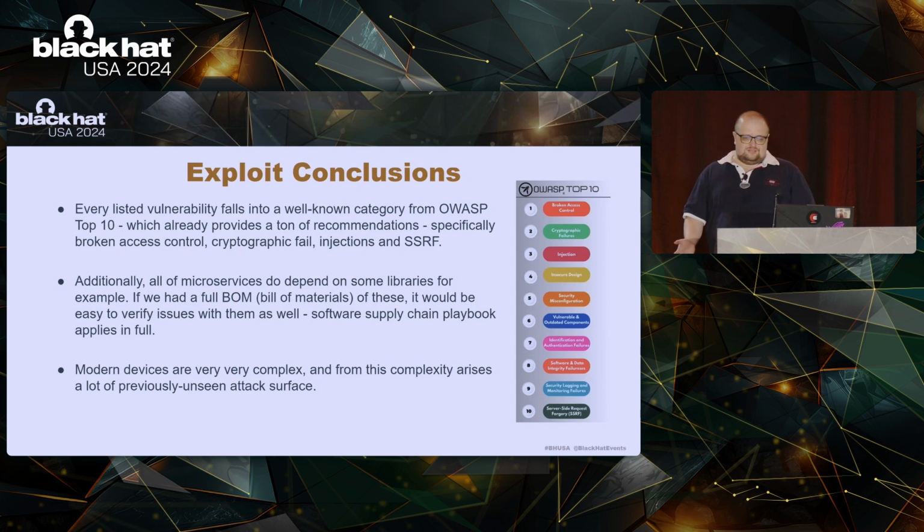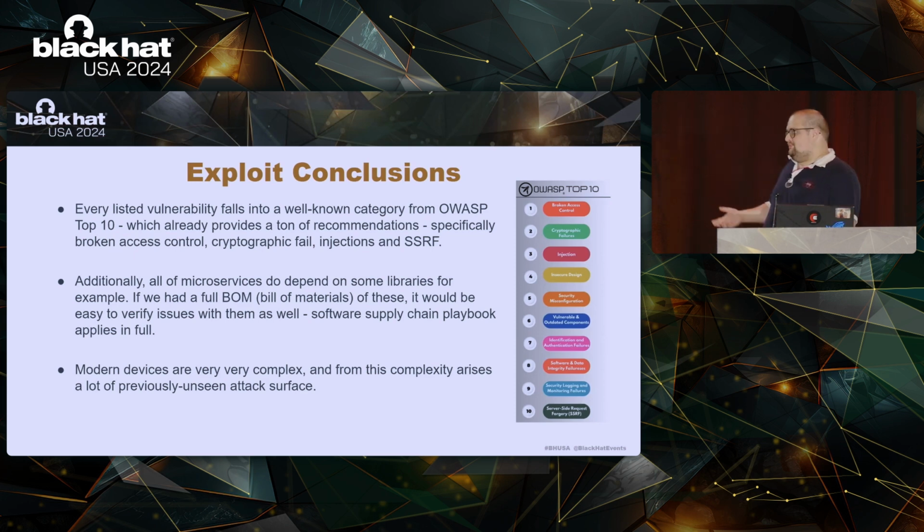All of them can be easily classified as something very common to web applications, and even after applying whatever was in the articles to the nines, they still exist. Additionally, all of the microservices depend on some libraries, but it's really hard to tell because a Go binary is a Go binary. It's pretty much a single compiled binary. You need to decompile or disassemble it to get all of those libraries. So a bill of materials would be great to have, but we don't have it.